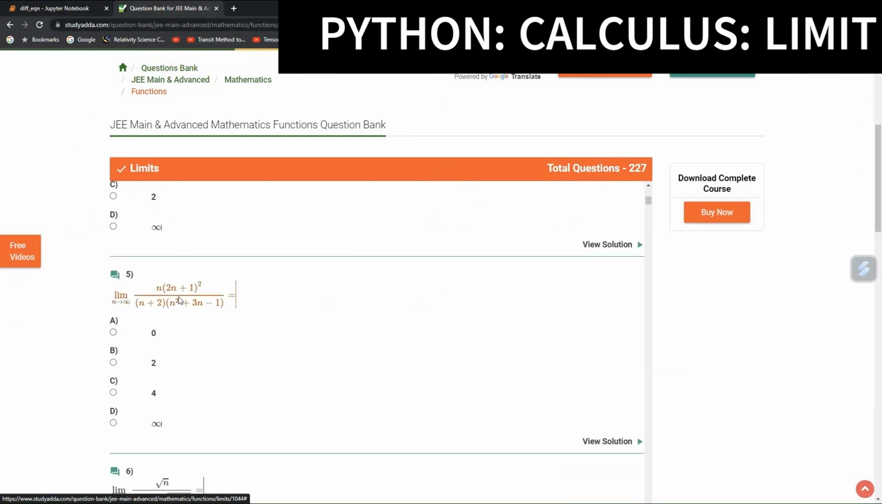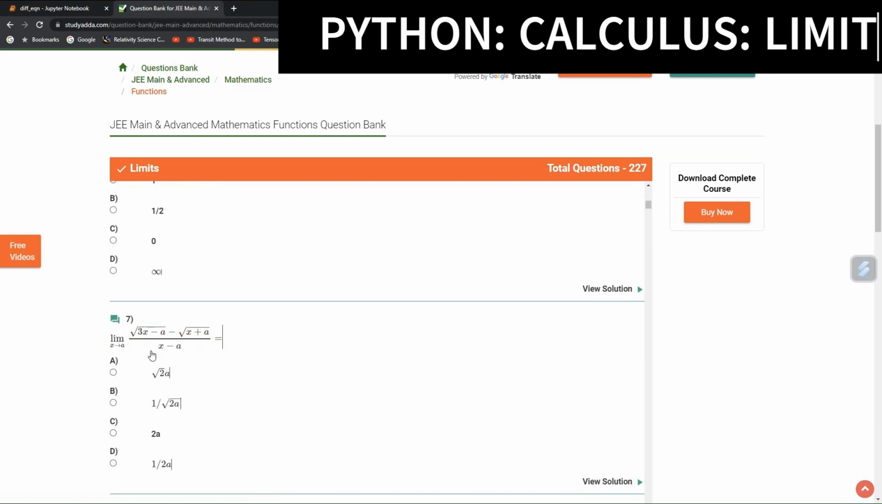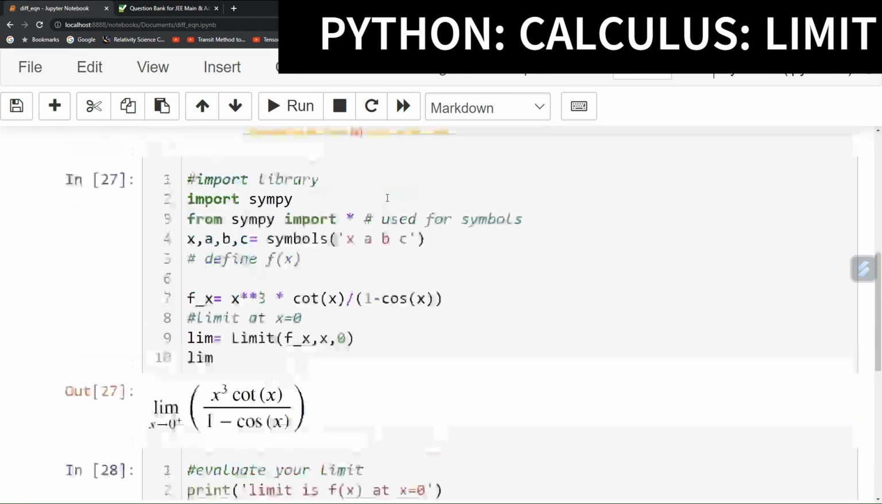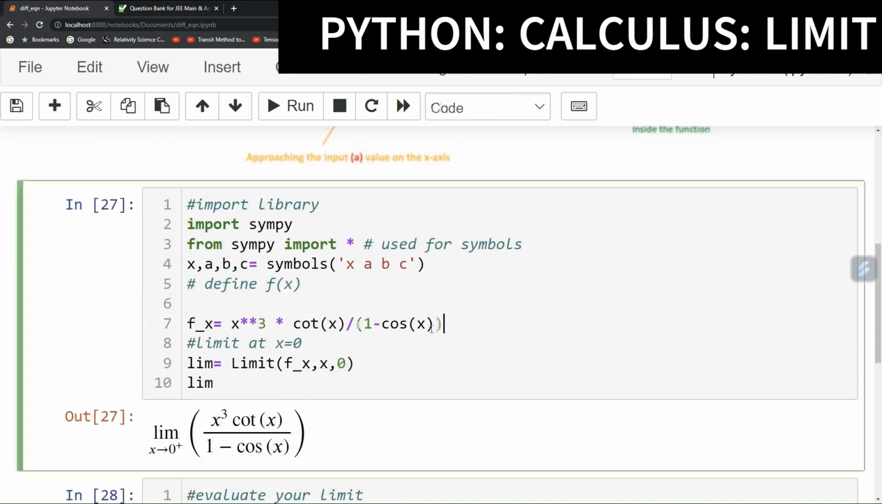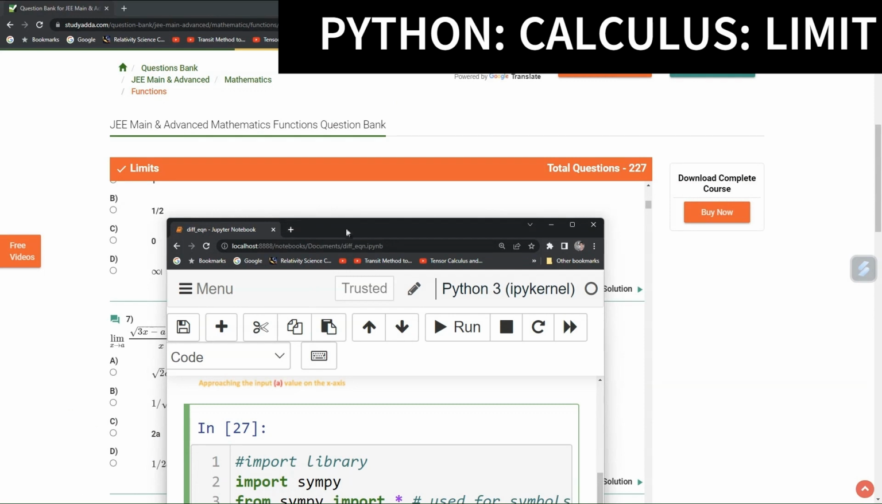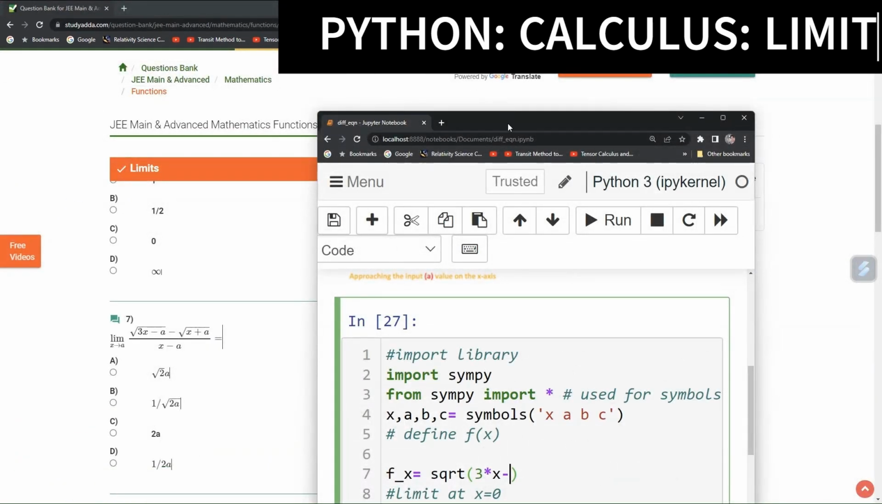You can try this one, or maybe you can try this one. Cube root of 3 into x minus a, minus a. You can try here.